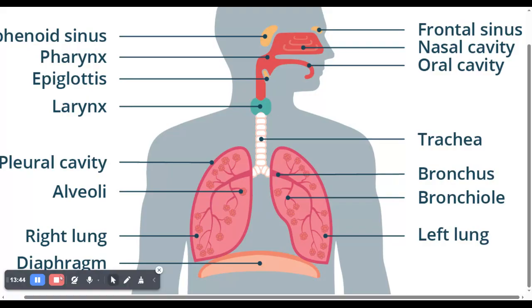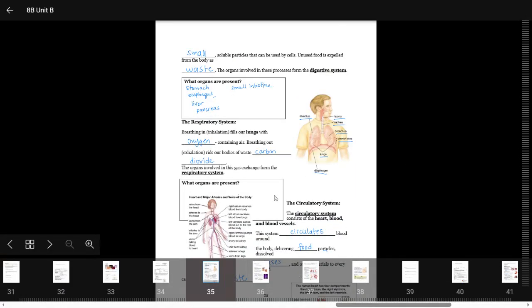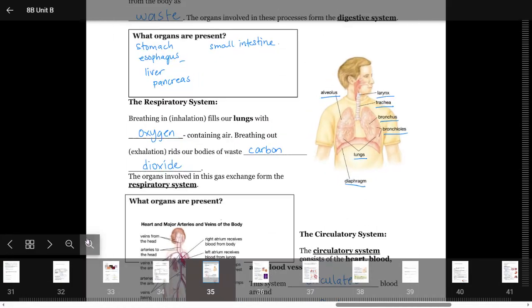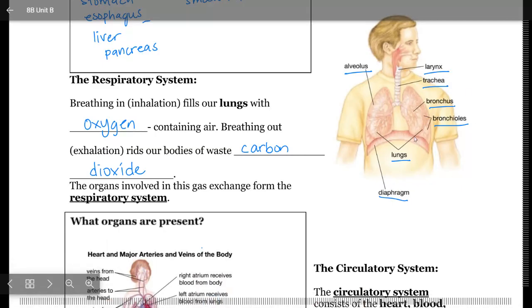Now back to the other systems. If I just have a second to go back. All right, back to the thing. Now, the main organs in the respiratory system are, if you can tell, the lungs. All right.